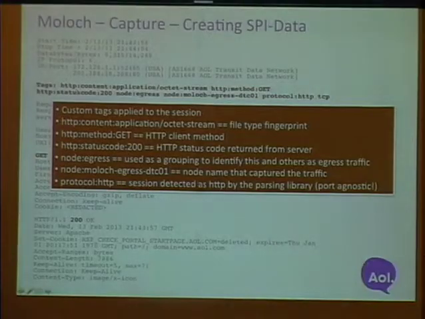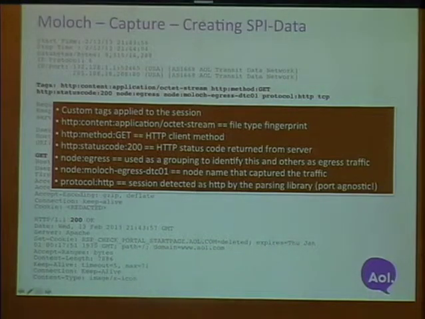So then we have our tags inside of our SPI data, and these are custom tags that are applied to this session. So for instance, HTTP content application octet stream is the file type fingerprint that shows up. We do file type fingerprinting at the start of the response of the file that's coming back from the server, and then we index that data. And this would be the MIME type that would be coming from the file command on the icon file that's being returned back from the server.